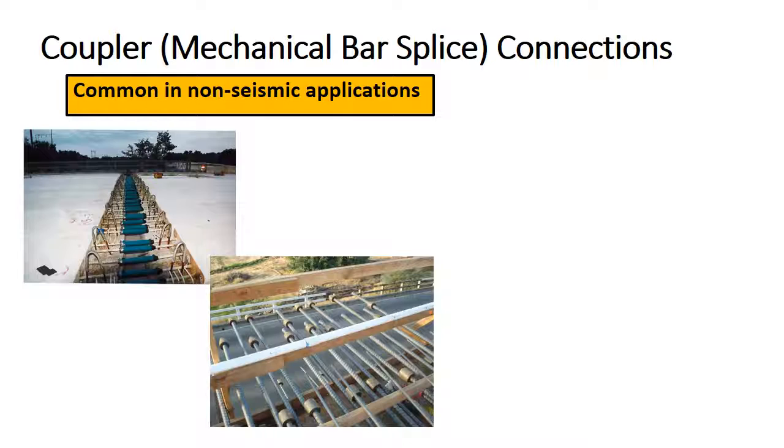Couplers have been used for a long time for non-seismic applications. Here are two examples. One is a grouted sleeve coupler that is used in the superstructure of a bridge, connecting bars coming from one segment to the other. Another type shown here is the so-called headed bar coupler, where the bars that are to be connected are equipped with heads with a flattened end, and there are couplers that are placed on the bar before flattening the end, and then these couplers get connected from one side to the next.